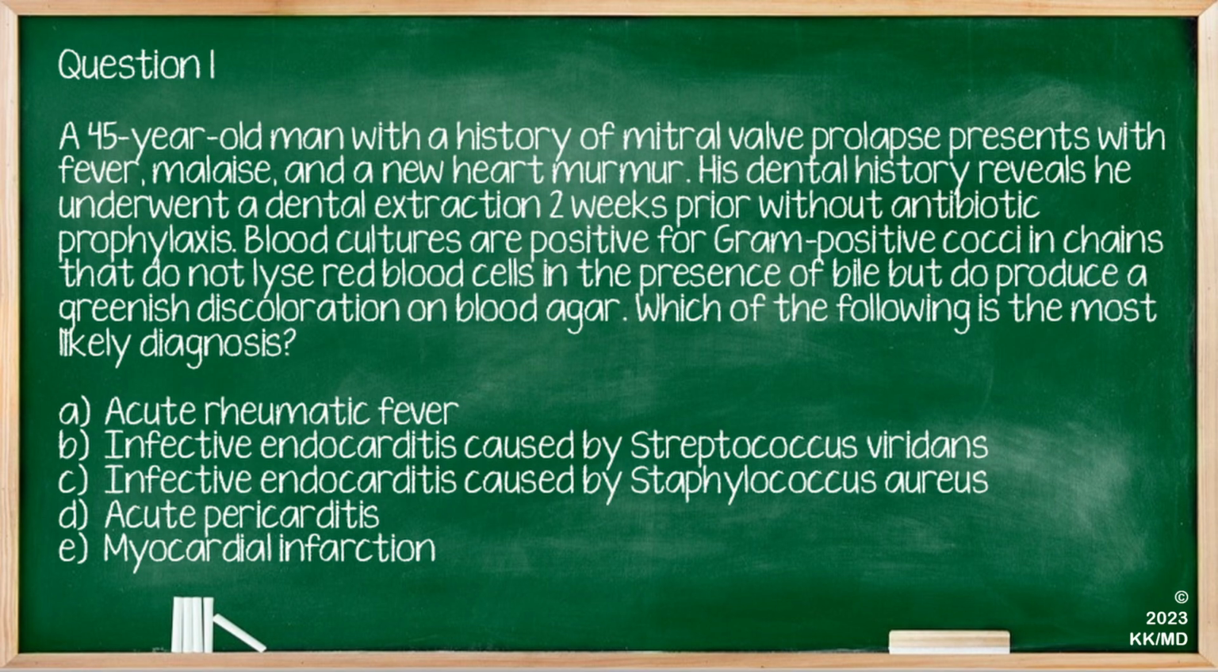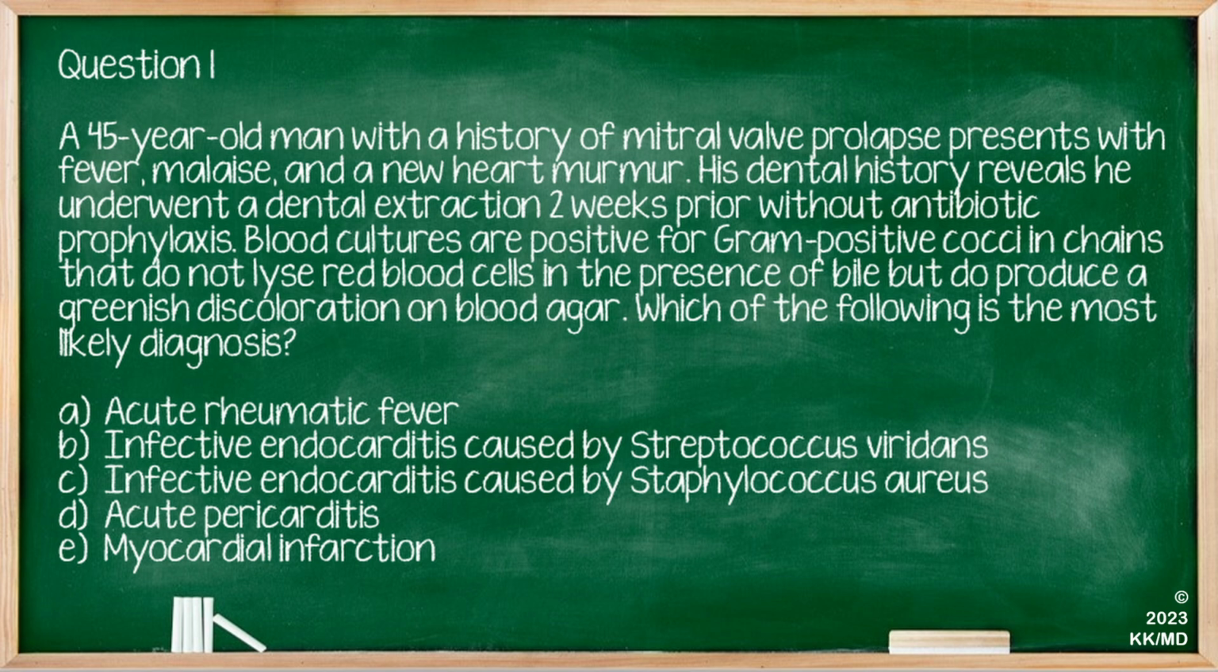So now let's try a question on this topic. A 45-year-old man with a history of mitral valve prolapse presents with fever, malaise, and a new heart murmur. His dental history reveals he underwent a dental extraction 2 weeks prior without antibiotic prophylaxis. Blood cultures are positive for gram-positive cocci in chains that do not lyse red blood cells in the presence of bile, but do produce a greenish discoloration on blood agar. Which of the following is the most likely diagnosis?